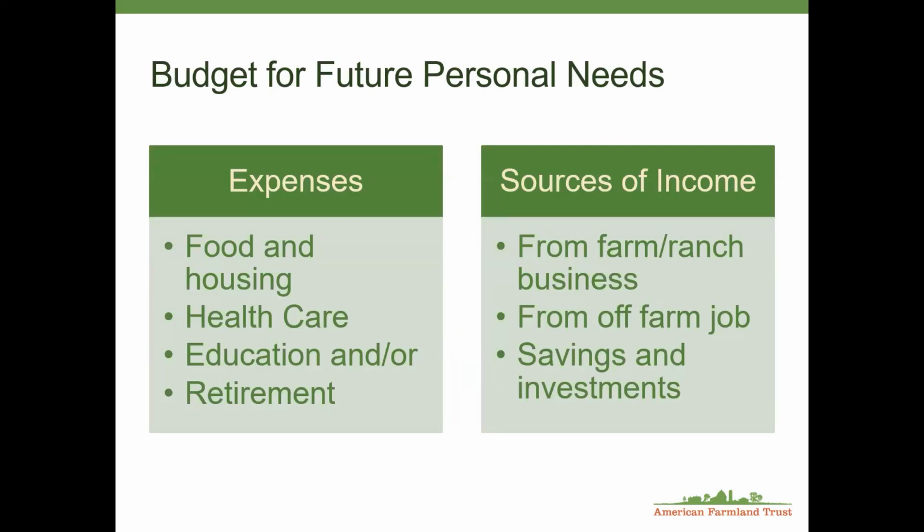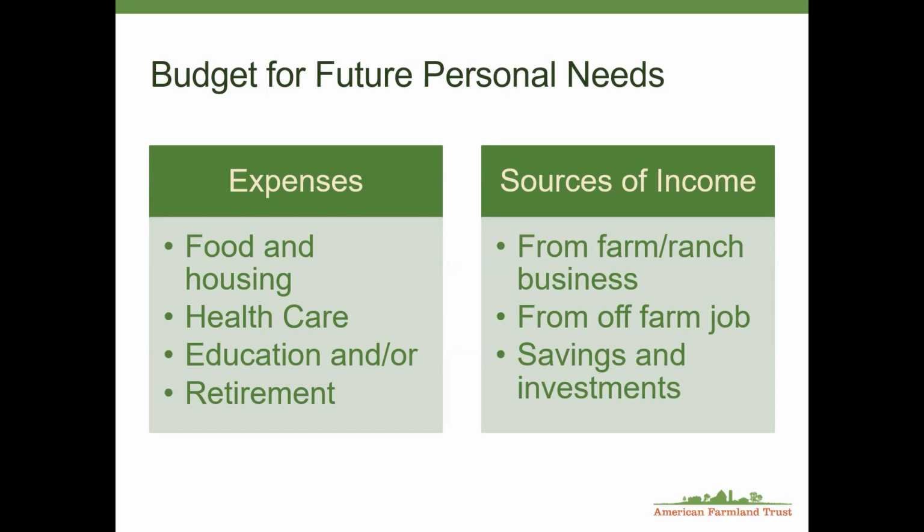Now that you understand your current financial position, think about your future financial needs. Let's start by considering your personal living expenses. These are the things you need to be able to afford with or without your farm or ranch business. Some of the big ones include housing, food and groceries, healthcare. Others might include retirement, education, vacations, and recreation.